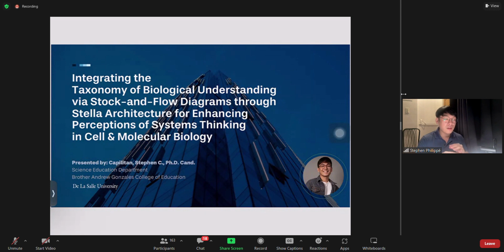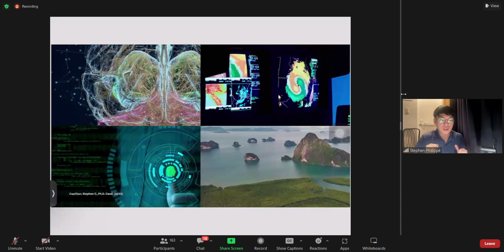So in this biological understanding, we need to find ways to incorporate systems thinking in cell and molecular biology. Let's give it just a breather because this is a sensitive topic. We need to learn a lot of terms here because this is a new dimension. So we see here photos. The one on your top left is a brain with neural circuits, then weather forecasting, then an IT computer, and this one is an island ecosystem. So these four photos define a system.